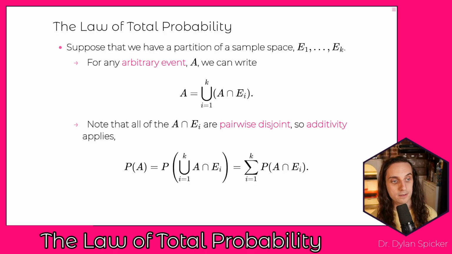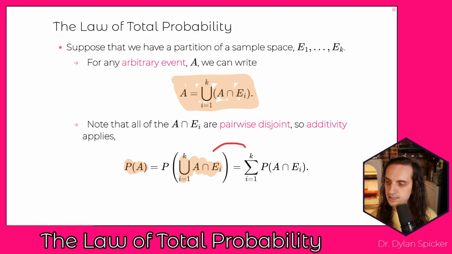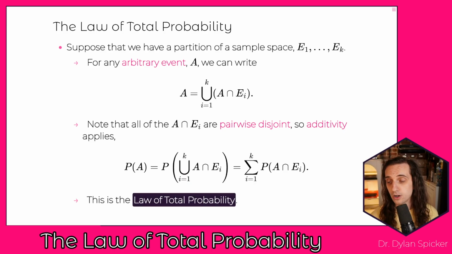And what that means is that the probability of A is going to be the probability of this union here. That's just coming from us rewriting A using this expression that we have right here. But because each of these events is mutually exclusive, we can use additivity to rewrite it like this. So instead of working with the probability of A directly, what if we instead work with the probability of A and EI for all of the different i's? This is what we call the law of total probability, this mathematical relationship right here. And really this is coming from the use of a partition to rewrite the event A.